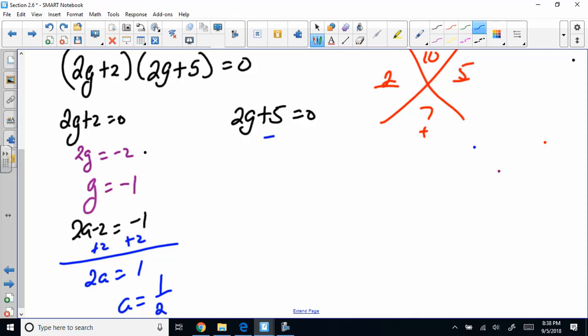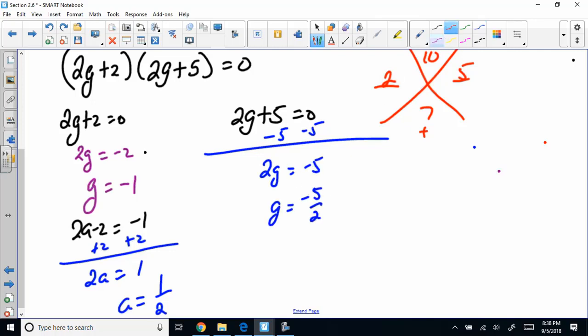I'm going to minus 5. 2g equals negative 5. So g equals negative 5 halves. And we know that g is what? 2a minus 2 equals negative 5 halves. Multiply it, distribute the 2, and just keep it. Because I'd done the 2 over here, and it was nice and pretty.